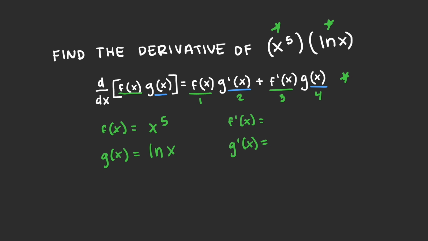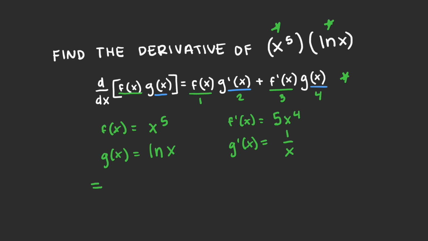So let's take the derivative of f of x, which would be 5x to the 4th power, and then the derivative of the natural log of x will always just be 1 over x. Okay, so let's just go ahead and plug all of that back in.